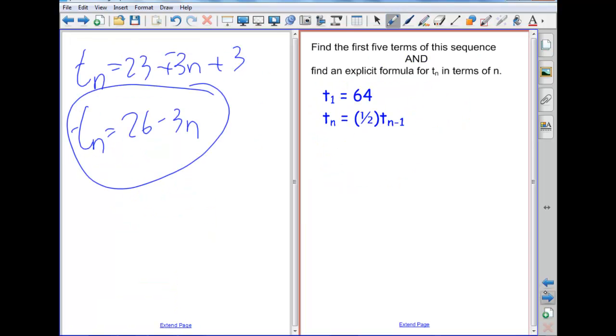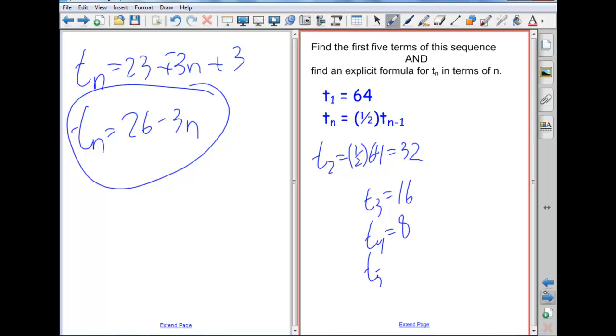Now, find the first 5 terms of this sequence and find an explicit formula for T sub n in terms of n. So finding the first 5 terms, we got the first term. The second term is 1/2 times the first term, so that's 32. And then we take 1/2 of that, 16. And so the fourth term is 8. And the fifth term is 4. There's the first 5 terms. And now an explicit formula for T sub n.